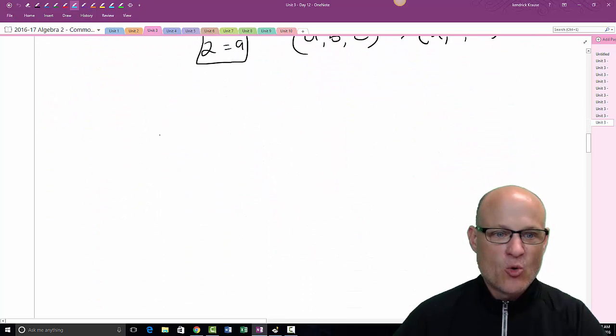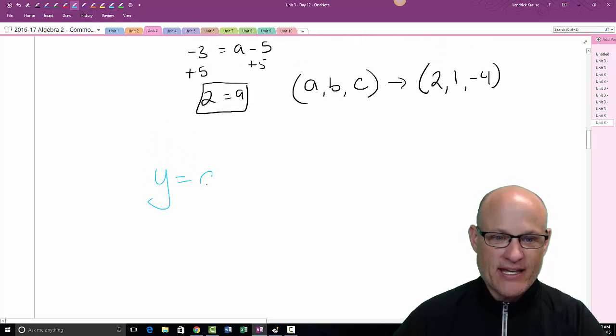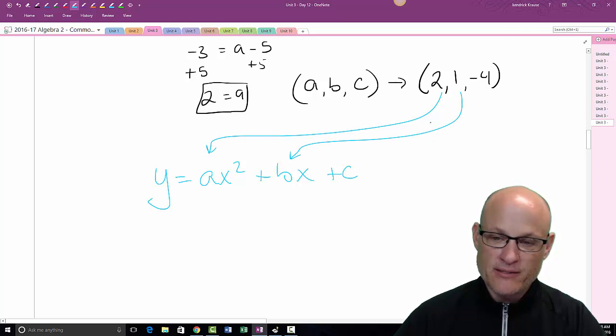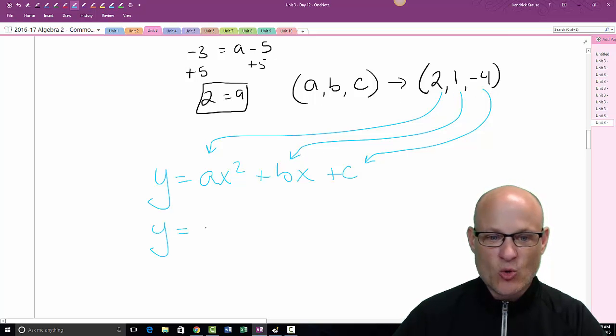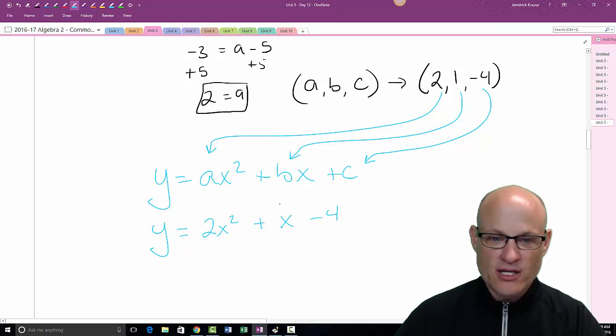So we're going to do it like this. Y equals ax squared plus bx plus c. So A, B, and c. So my final answer to this question is 1x squared, or just x squared, plus... Excuse me. A is 2. So that's 2x squared plus 1x, or just x, and then minus 4. I put a 1 here, I put a 2 here, and I put a negative 4 here.